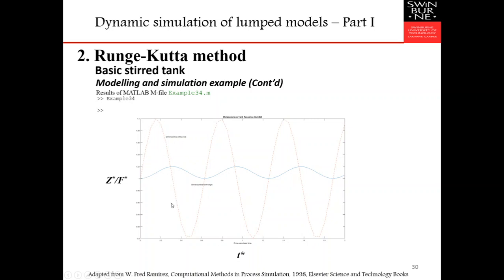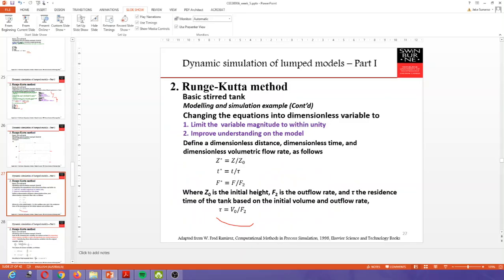The dimensionless inflow rate is this one, and the dimensionless tank height is this. So clearly the variations in the inflow rate are a bit higher than the variations in the dimensionless tank height. This concludes part 2 of the 5 videos, and in my next video I will continue with another example, the oscillation column dynamics. Thanks for listening.